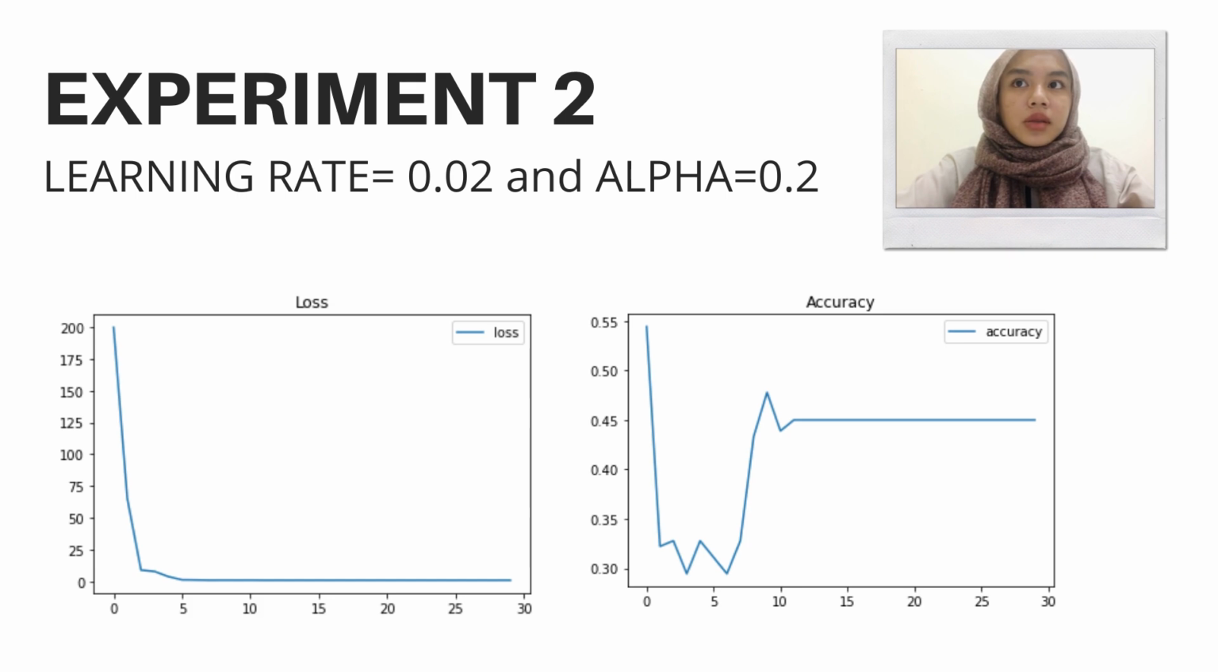And moving on to experiment 2, with a learning rate of 0.02 and alpha of 0.2. As we can see here, towards the end of training, the accuracy stays at 0.45, and it is lower than the validation accuracy. And the training loss is slightly higher than the validation loss, which is at 1.07, and the lower the loss number, the better the model.